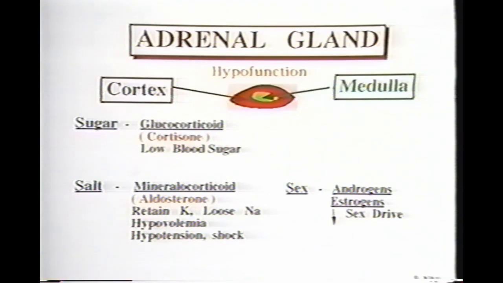So if we don't have enough aldosterone, the client will retain potassium but lose sodium and water. And as they lose sodium and water, they're going to become hypovolemic. Their blood pressure will drop. They tend to go into hypovolemic shock, and we call this Addisonian crisis. They also may have a decrease in the number of sex hormones and changes in their sex drive, although these are certainly not the most critical symptoms that the patient faces.